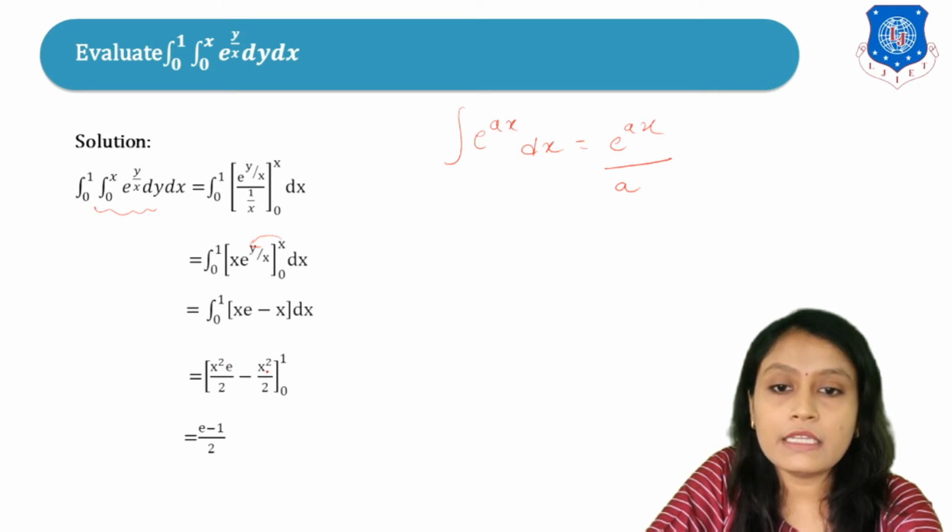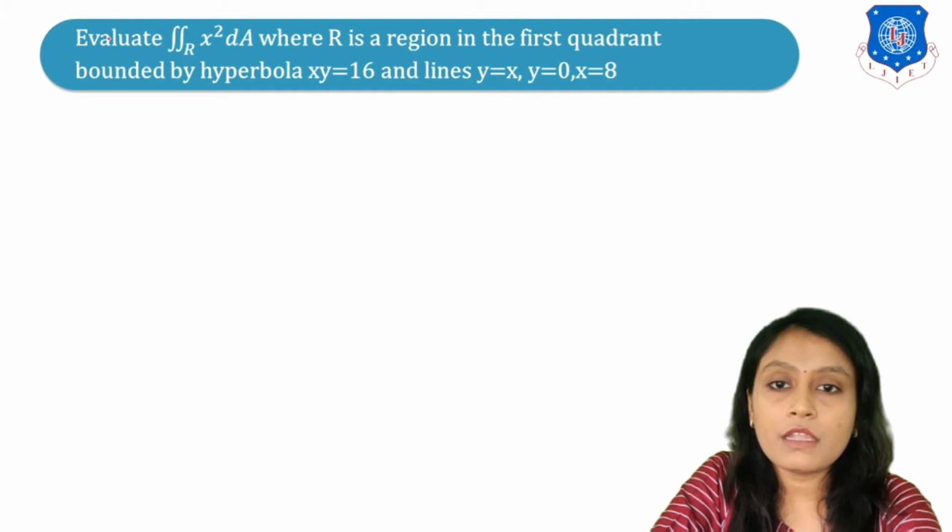So here you will get e minus 1 upon 2. And minus, if you will substitute 0 over here, you will get 0. So the final answer of this double integration is e minus 1 upon 2. Okay, now we'll begin with another example.